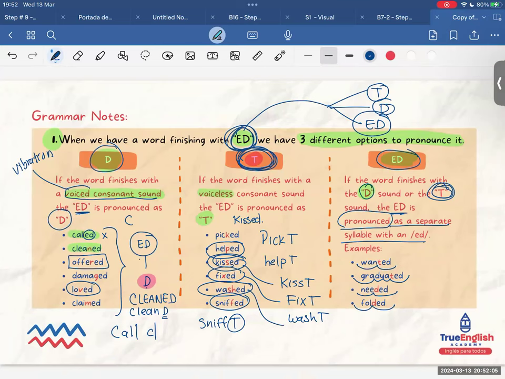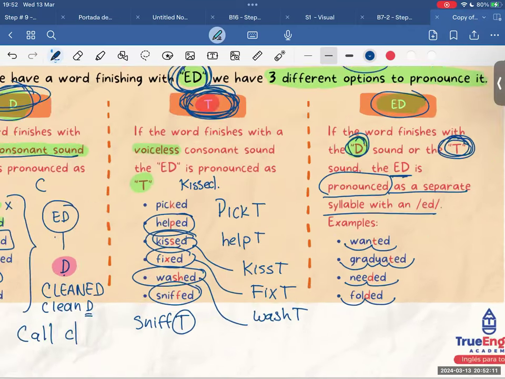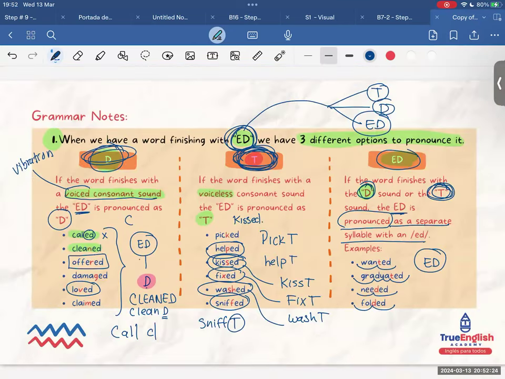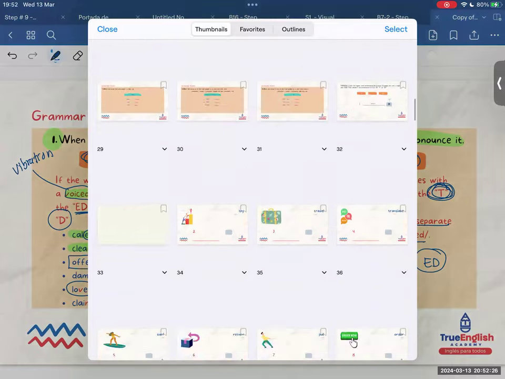Pero, rapidísimo, Octavio, si terminan en D y en T, como ya los tenemos acá, la D y la T, vamos a tener que hacer una sílaba más. Como wanted, graduated. Aquí sí suena la ED, ¿ok? You got it. Yes. Let's go with the exercise then, guys.